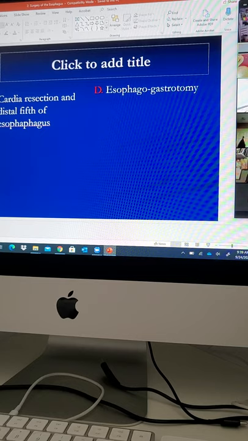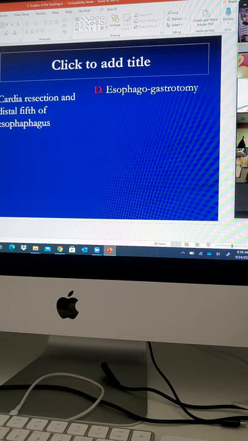Please remember, for the esophageal gastrotomy, the procedure involves the resection of the cardia and the distal fifth of the esophagus, okay? So it can be for cancer or for a benign tumor, but you have to resect, and this procedure is for the mid-upper thoracic portion, okay? So remember, in this esophageal gastrotomy, we have to resect the cardia and the distal fifth of the esophagus. I have to fix this, okay? That's all you have to remember for this part.